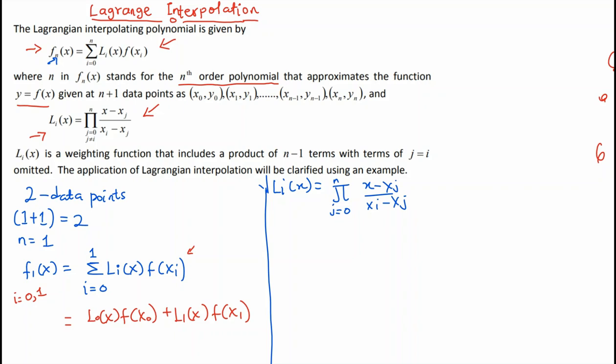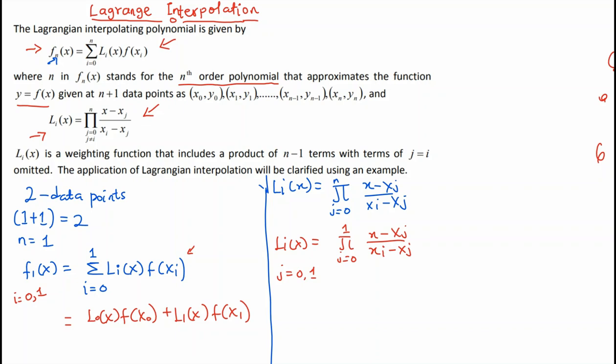Let's write our general form. Li of x is equal to the product of x minus xj over xi minus xj from j equals 0 to 1, because our n is 1. Now let's look at the possible values of j that we can have. j can be equal to 0 and 1.